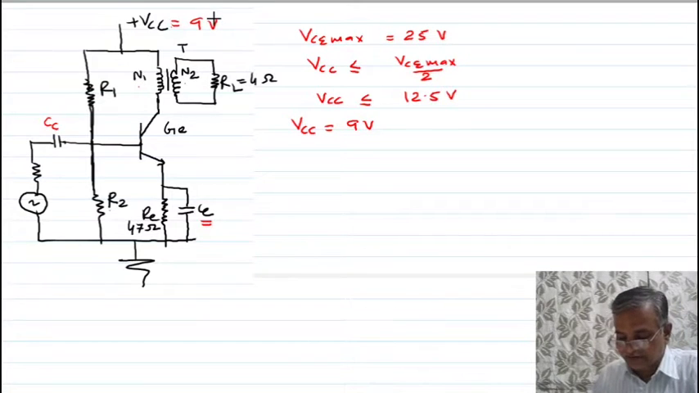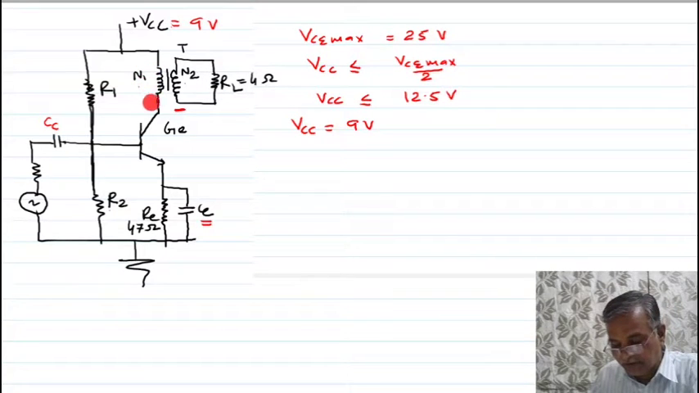Now second, the efficiency of this is 70%, meaning the efficiency of this transformer. It means whatever AC power is developed at the primary, from that power 70% is transferred into the secondary, and the remaining 30% is wastage.